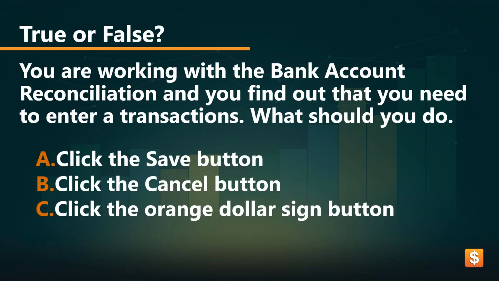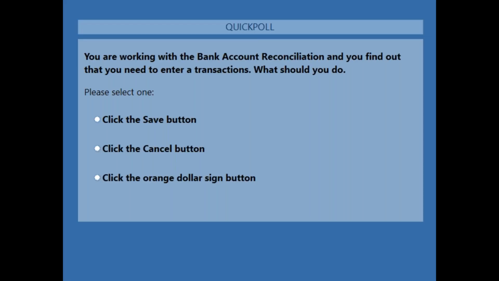Okay, question number four. It looks like this one is multiple choice. So question number four, launching the poll there. You are working with the bank account reconciliation and you find out that you need to enter a transaction. What should you do? Should you A, click the save button, or B, click the cancel button, or C, click the orange dollar sign button? A, B, or C?